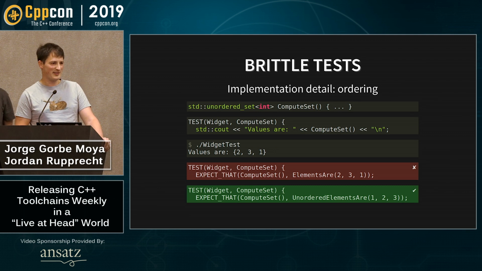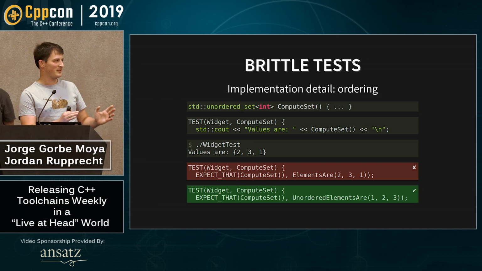This is what you should have written. So if you're not familiar with the Google testing framework, ElementsAre is actually an ordered matcher. So what you've said is this unordered set should be in this specific order. That doesn't make sense. So if you change your standard library, either changing versions or changing implementations, this test is going to break when really it shouldn't be. So this is an example of a bad test.